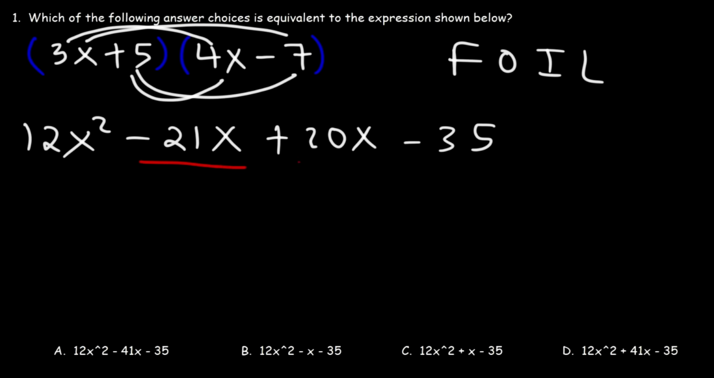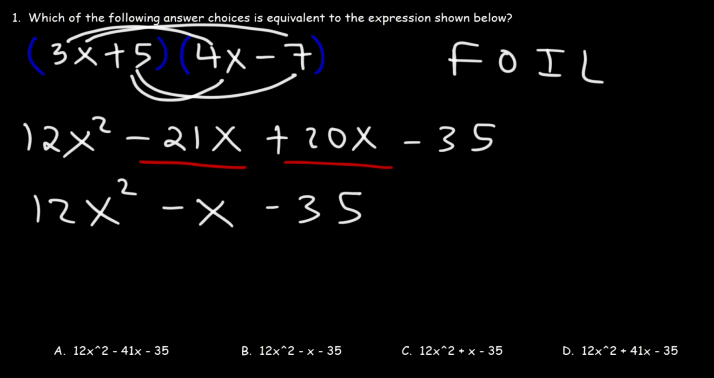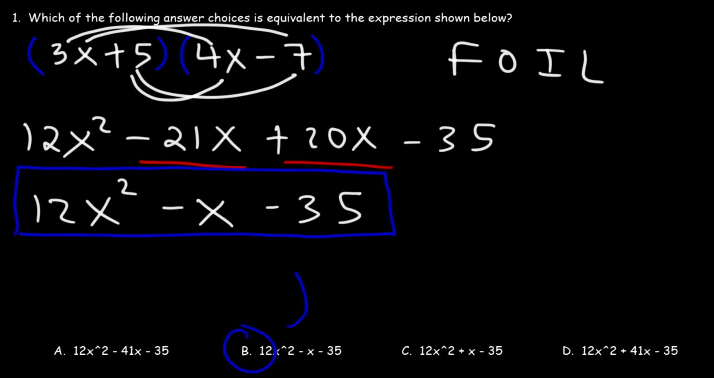Now let's go ahead and combine like terms. Negative 21 plus 20 is negative 1x, which we can simply write as negative x. So our final answer is 12x squared minus x minus 35. So this corresponds to answer choice B.